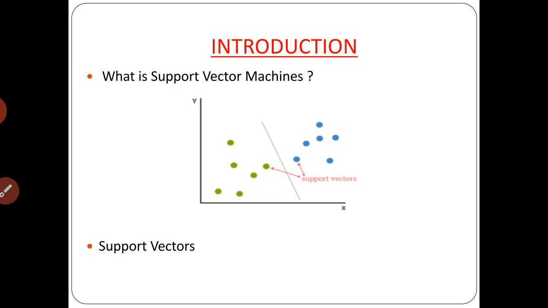What is meant by support vectors? Support vectors are the data points. I am using two sets of data points here. The first set of data points is green and the other set of data points is blue. The data points that are closest to the hyperplane are called support vectors.